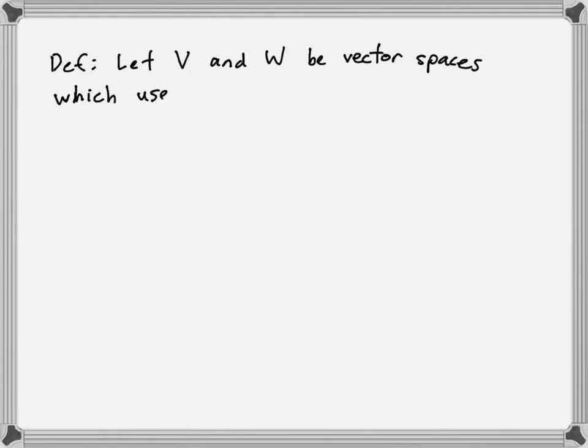So definition. Let's let V and W be vector spaces which use, what we're going to say is that they have to use the same scalars. This just means that the scalars come either from the real numbers on both or complex numbers. But usually we assume that it's real numbers. So let's just say that V and W are both real vector spaces.